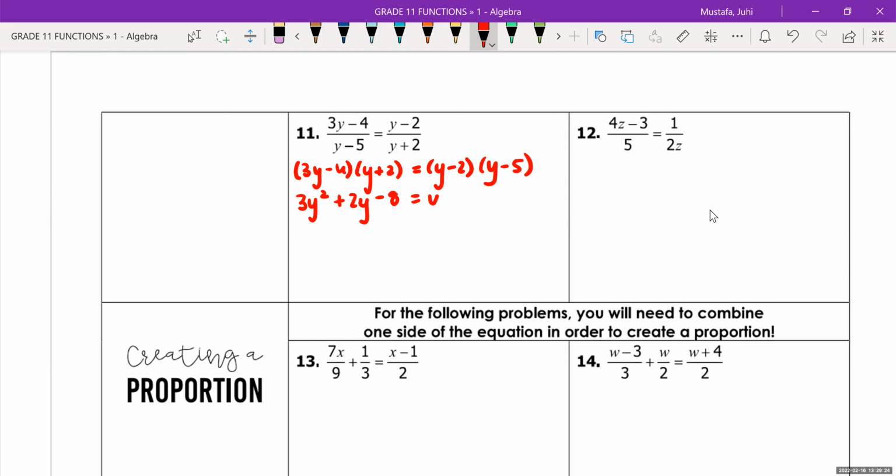On the other side, I'm going to get y squared, -5y minus 2y is -7y, -2 times -5 is +10. I'm going to move everything. So in this question, I can't isolate for y. There's not a single y. So we have to move everything over to the other side. I'll get 2y squared, +2y plus 7y is +9y, -2 minus 10 is -18, is equal to 0.